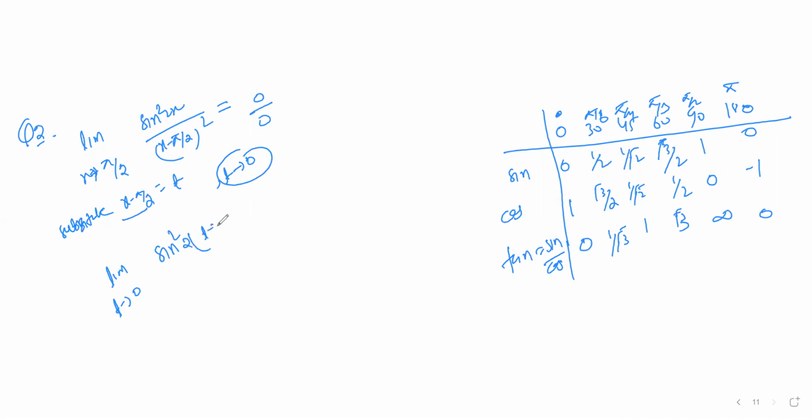x, whose value will become t plus pi by 2, divided by x minus pi by 2, whose value becomes t, whole square. See, this is sin pi by 2 plus theta, and in the second quadrant the sign is positive.